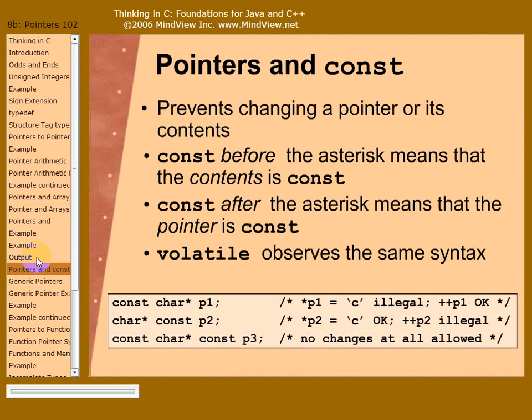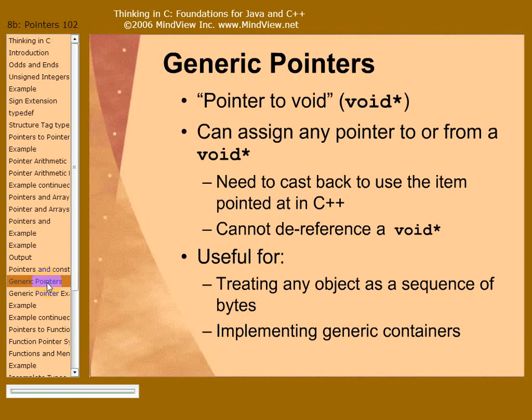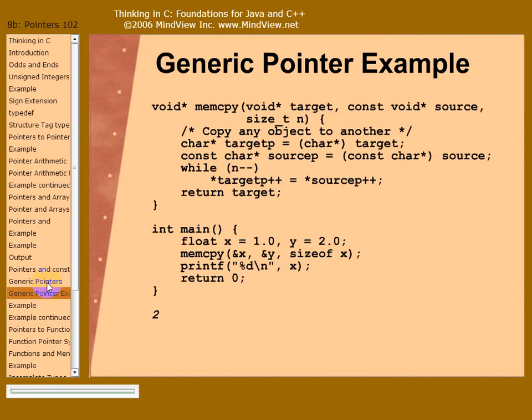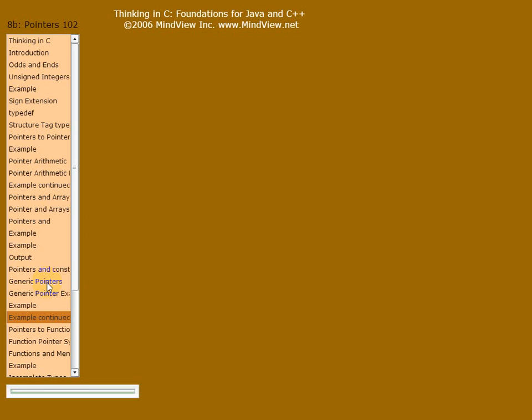Output, pointers and const. What does this mean? The moment you write const char pointer p1, you can't do this: you can't change what p is pointing to. But if you do it this way, you can do this, but you can't change the address of p. And if you do this, you can now make any changes. Void pointers are useful for memcpy, which doesn't really care what it is pointing to. It's just going to copy memory from one place to another.